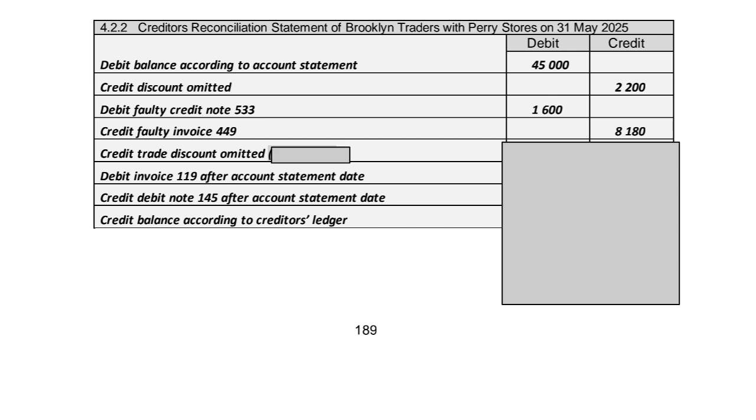4F, trade discount of 10% was approved on the goods purchased on 27 May 2025 per invoice 460. However, this was not taken into calculation by Perry Stores. So if we go to invoice 460, the amount is 9,200, but a 10% discount was approved. So what's 10% of 9,200 Rand? That's the first calculation that we need to do. That's going to give us 920, which we will credit because it was omitted.